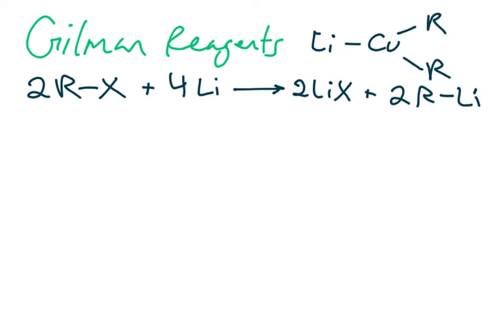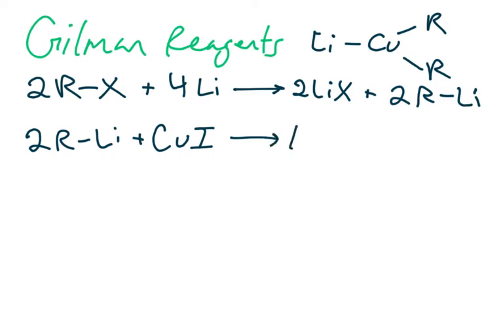After that, you're going to have your 2 organolithium reagents, and you're going to add them to something called copper iodide. So this is going to create a side product called lithium iodide, and you're going to get your Gilman reagent. So that R2 is like 2 R groups. I just ran out of space. So that's what a Gilman looks like, and it works exactly the same way.